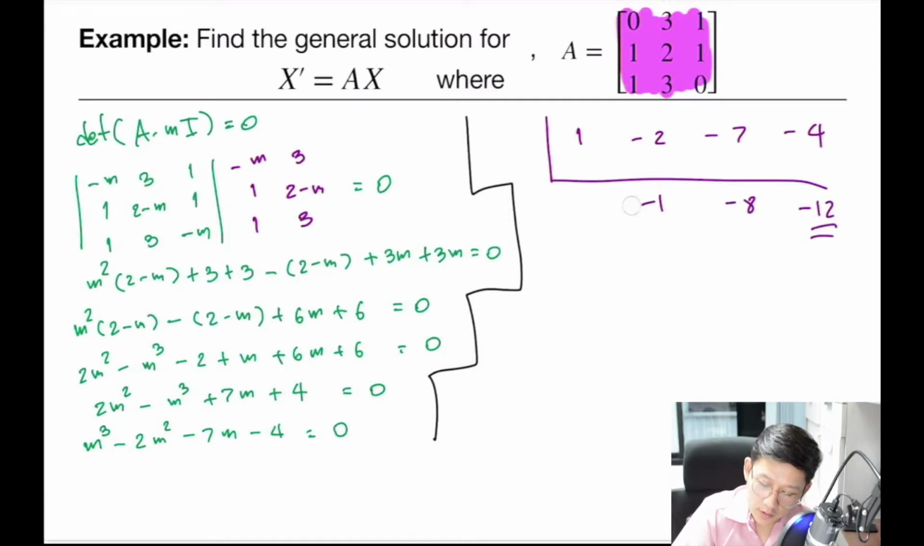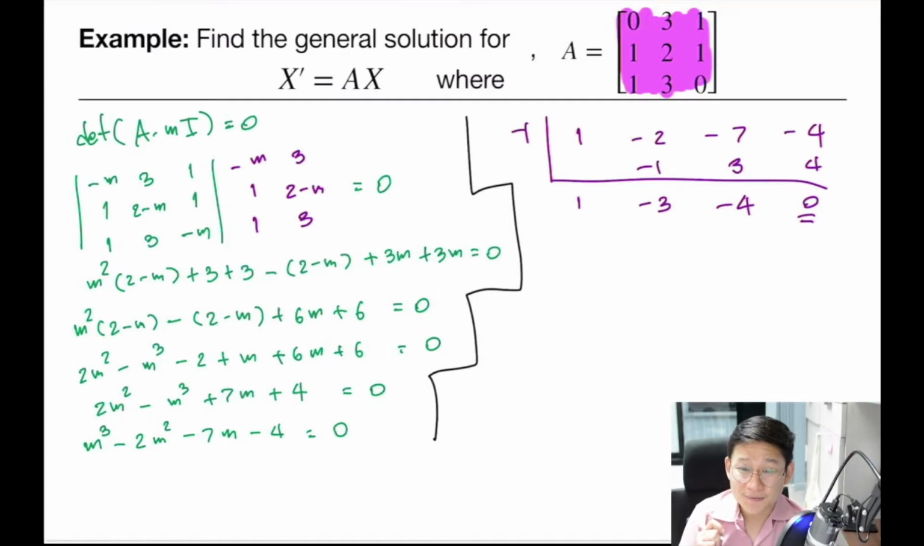So, if 1 doesn't work, how about minus 1? So you pull 1 up down here, so you get minus 1, you get minus 3, then you get 3, you get minus 4, and then you get 4, and that is 0.